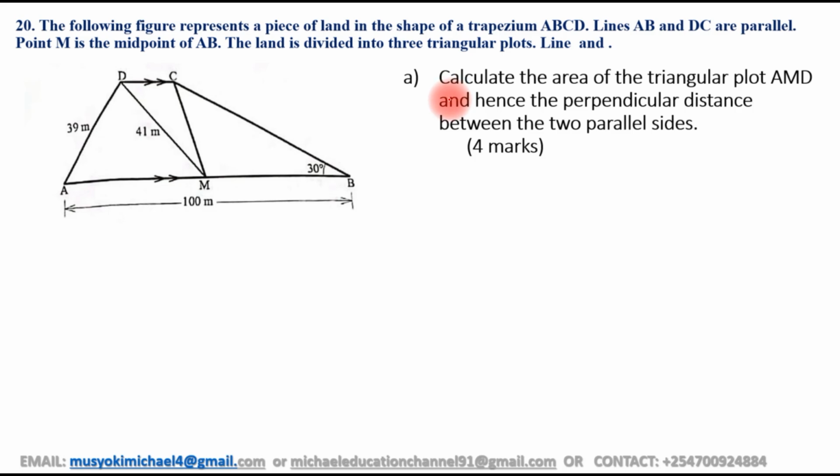So we begin with the first part A: calculate the area of the triangular plot AMD and hence the perpendicular distance. For this triangle, we have been given side AB, which is 100 meters, and MD. Since M is the midpoint, we can also get AM, which is 50 meters.